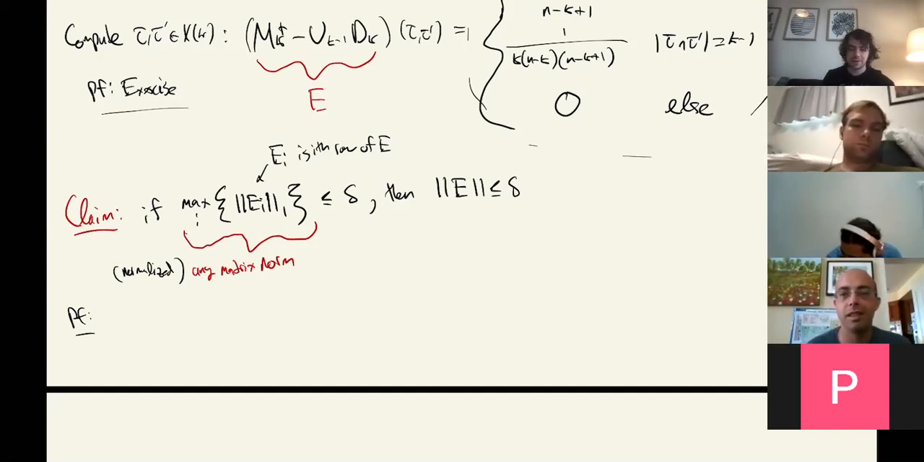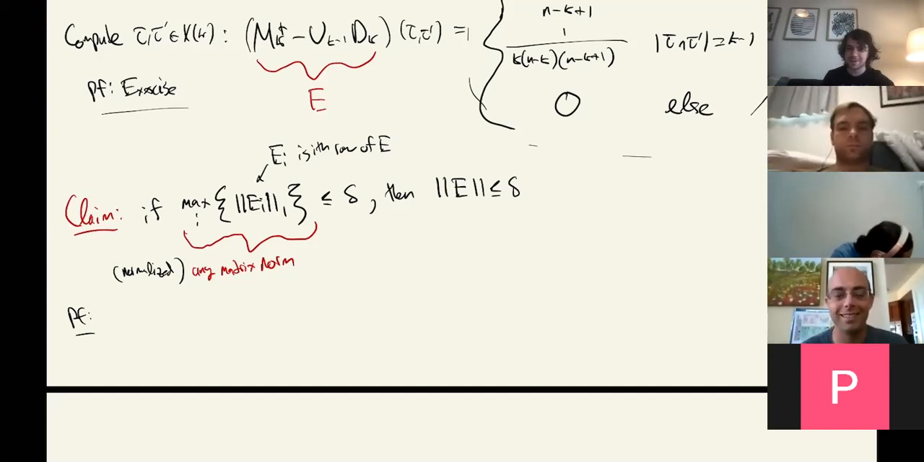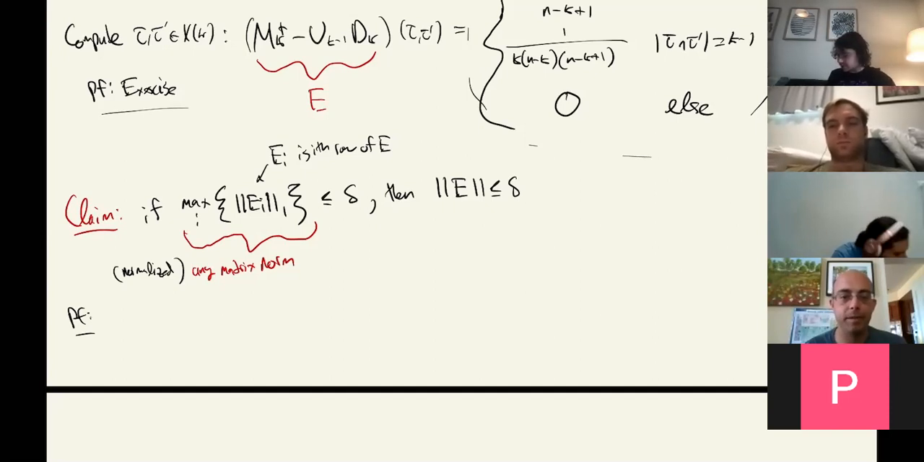Yeah, and this should be obvious because when you transpose the matrix, it shouldn't change anything with respect to the spectral norm. Okay, so let's take a look at the proof of this. It's actually not particularly hard.